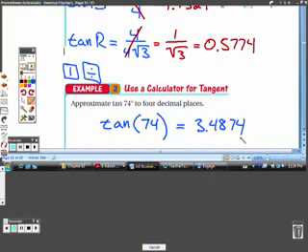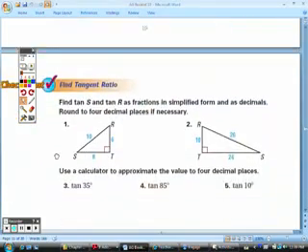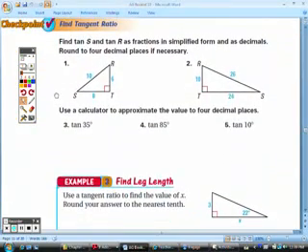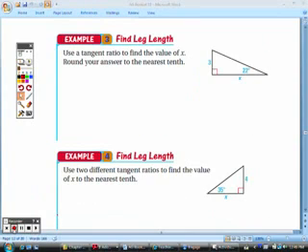Okay. That's it, that's the end of that example, so let's turn the page. All right, we got a little checkpoint to do here. Okay. So here we go.